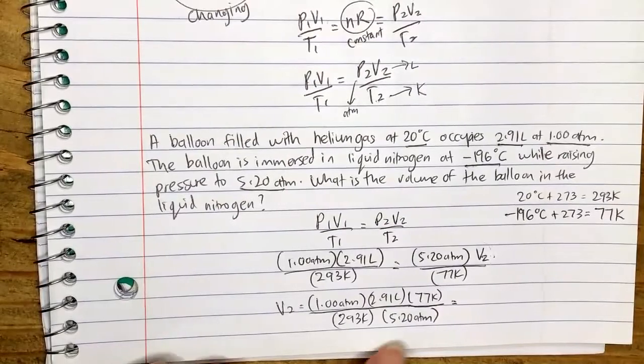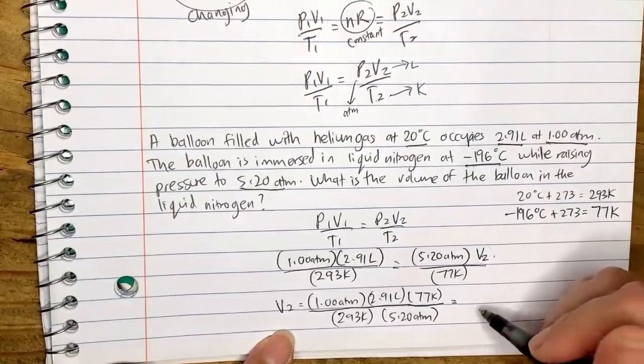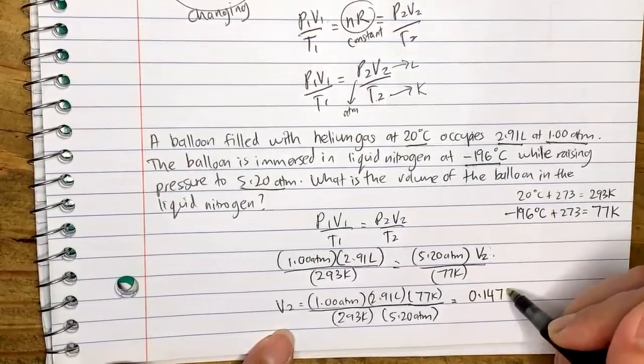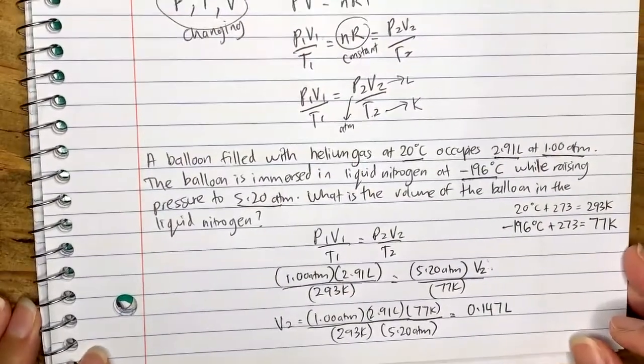Anyway, we put all this in here, plug it in your calculator, and you're going to solve for volume 2 as 0.147 liters. And that is super, super tiny compared to 2.91 liters. So our guess was correct when we said it was going to shrink.